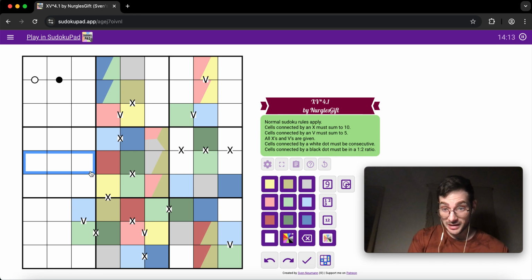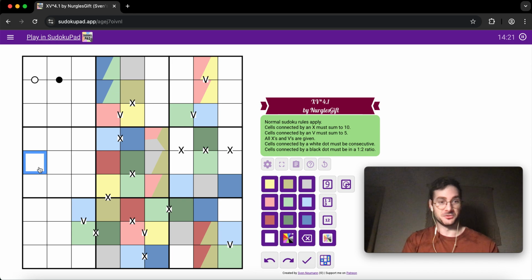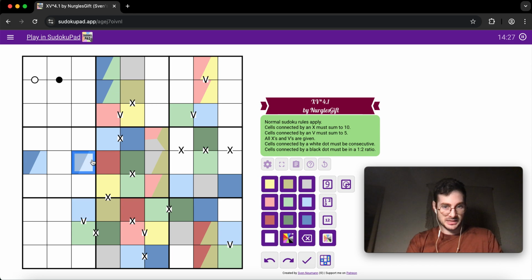I think we don't really have enough information, but we know that actually light blue and dark blue can't be next to each other because there would need to be an X separating them, but there isn't. So the only way that would be possible is if these two were the blues, and of course this light blue sees that one, so that can't be light, and that one can't be dark.